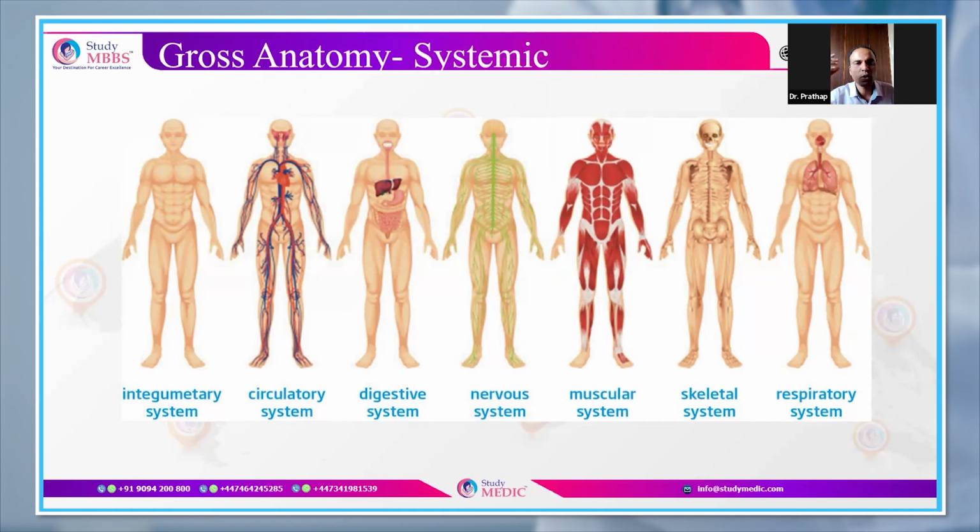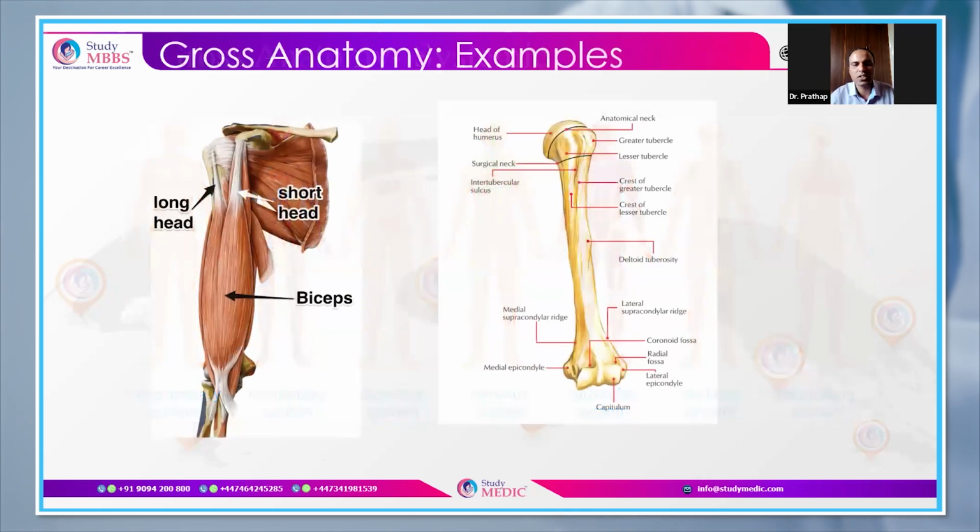Nervous system: brain, spinal cord, cranial nerves, spinal nerves, you study that, that is the nervous system. Then the muscular system, all the muscles of the limb, torso, everything you can study together. Then the skeletal system, that is the entire skeleton, individual bones you can study. Respiratory system: nasal tract, ultimately the tracheobronchial tree, and the alveoli of the lung. So if you study system-wise, we call it systemic anatomy.